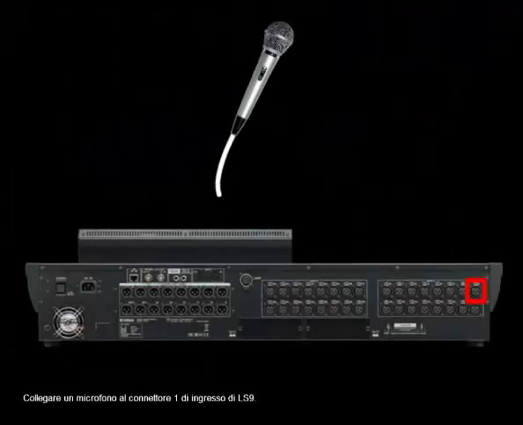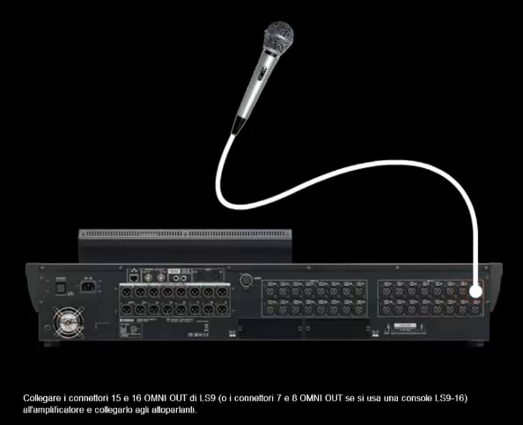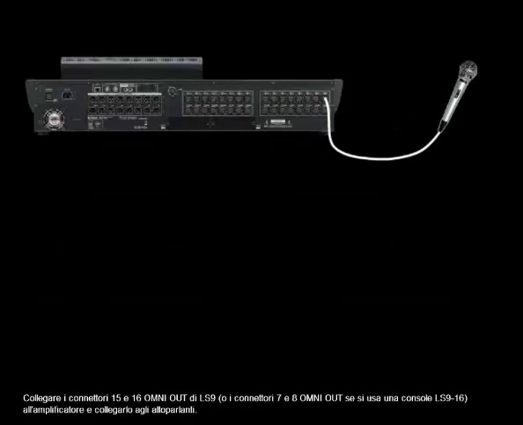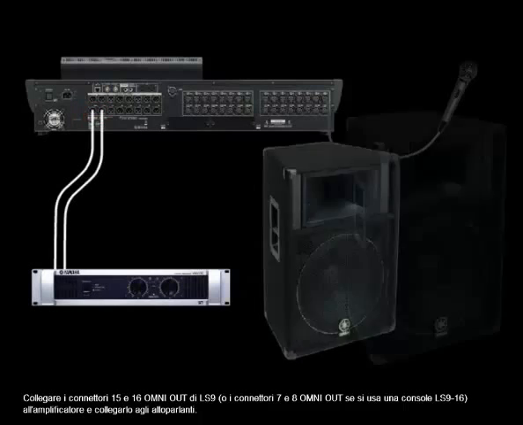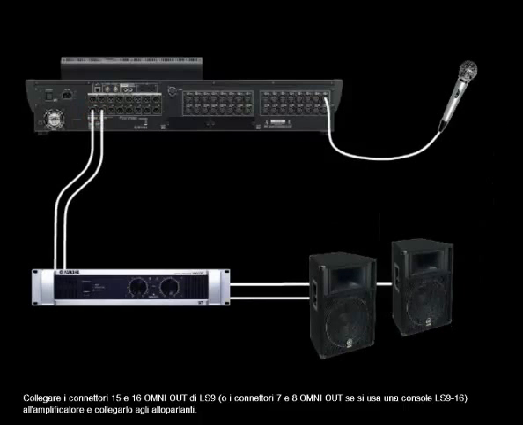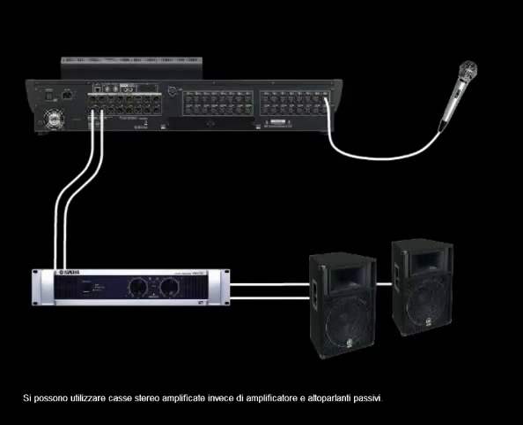Connect a microphone to LS9 input connector 1. Connect LS9 Omni-out connectors 15 and 16, or Omni-out connectors 7 and 8 if you're using an LS9 16, to your power amplifier, and connect your power amp to appropriate speakers. You could use powered speakers in place of a power amp and passive speakers.